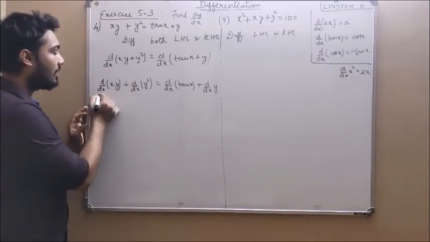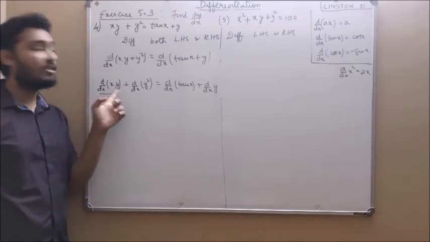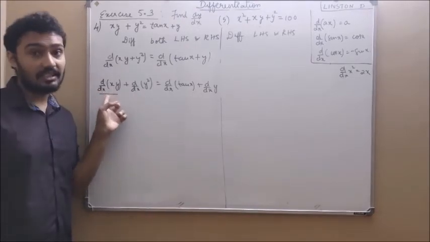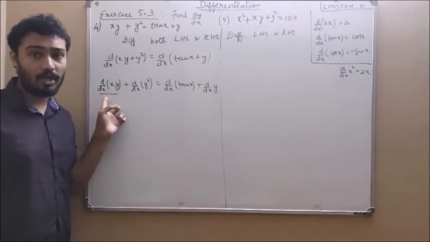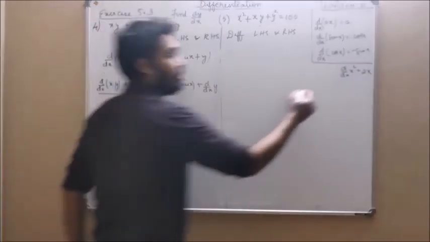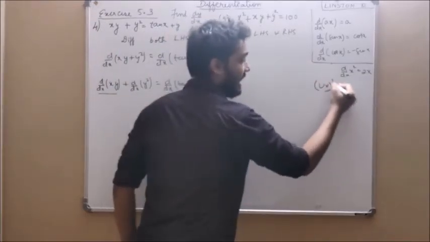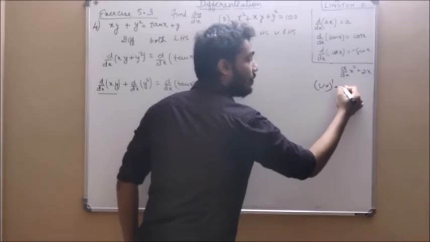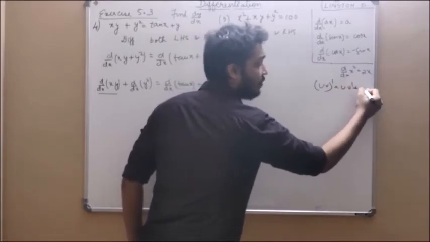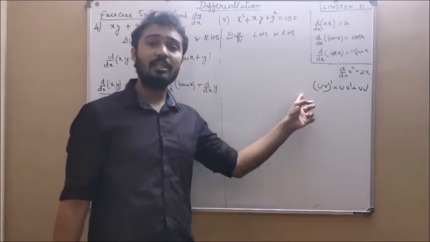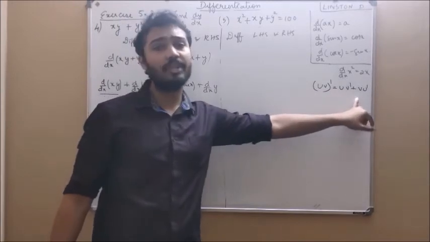Next, look here, d by dx of xy. We have to differentiate this. How to differentiate this? We have to use the product rule. What is the product rule? d of uv is nothing but u v dash plus v u dash. So this is the product rule. u v dash plus v u dash.